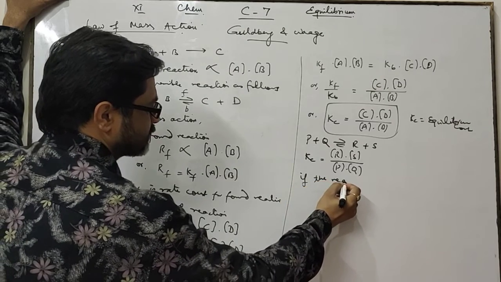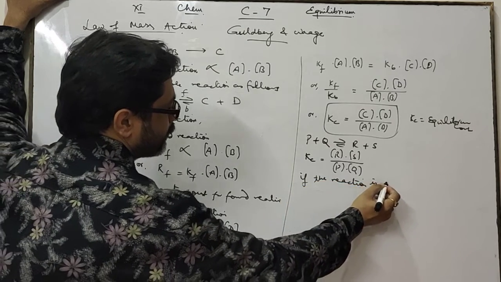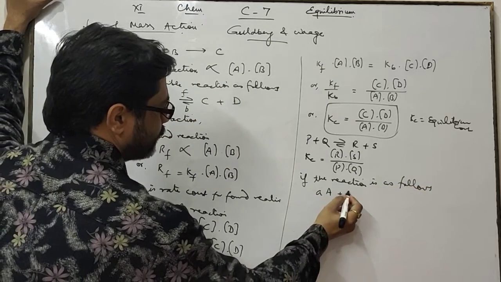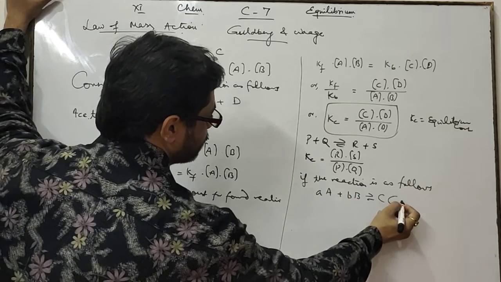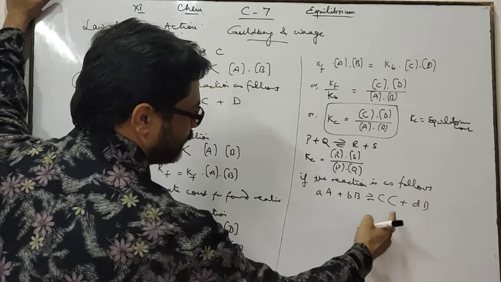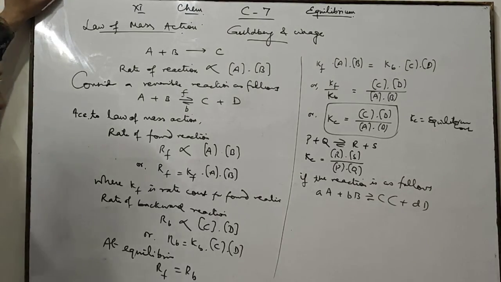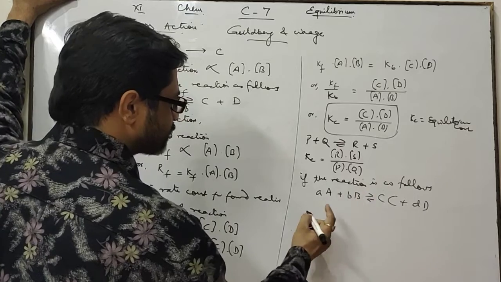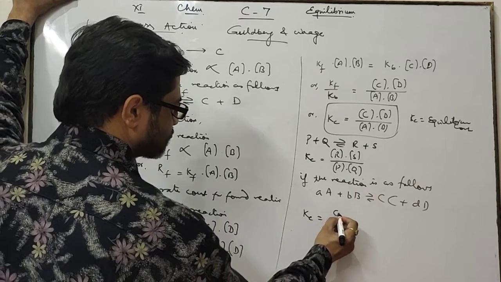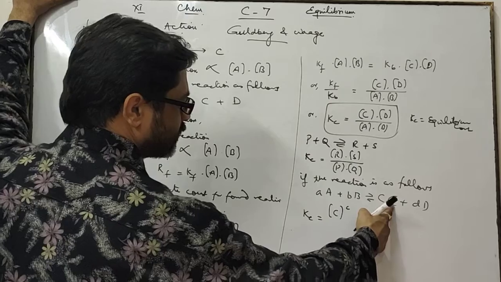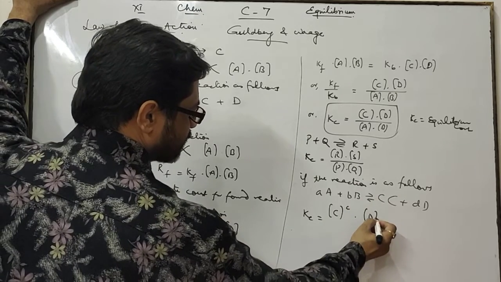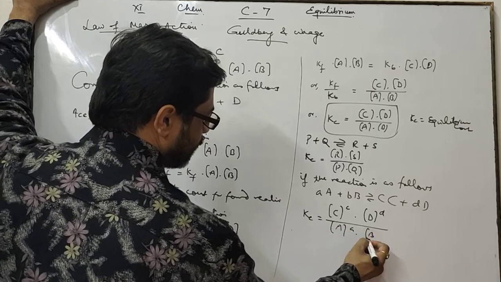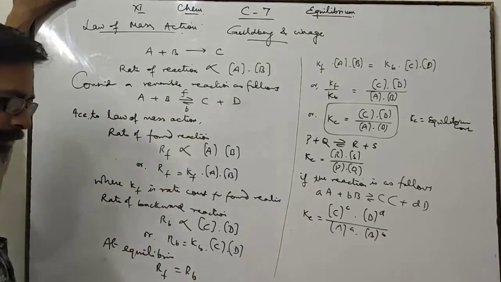If the reaction is as follows, aA plus bB gives cC plus dD, where small a, b, c, d are the stoichiometric coefficients, then they become powers, means Kc equals active mass of C to the power c, active mass of D to the power d, upon active mass of A to the power a, active mass of B to the power b.